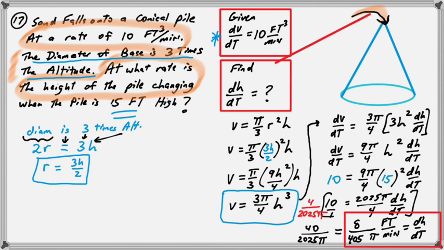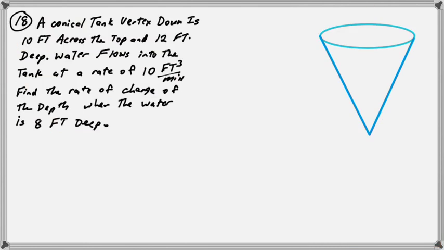Okay, after this one is a conical pile. To make a conical pile, you'll notice that the circular base is on the bottom. It would not be resting on its vertex, as opposed to number 18, which is a conical tank, vertex down. So that's why my cone is oriented this way. It says that it's 10 feet across the top, and how tall? I believe 12 feet tall. So, is that right? 10 feet across the top, 12 feet deep.